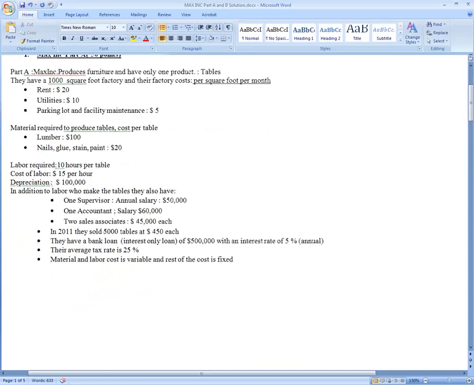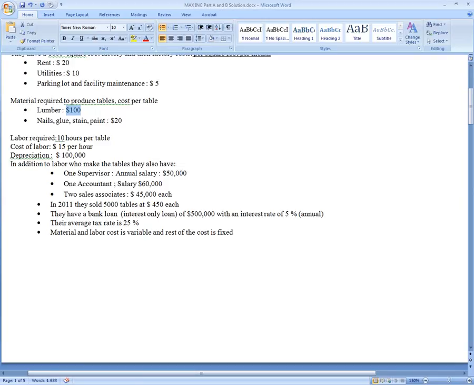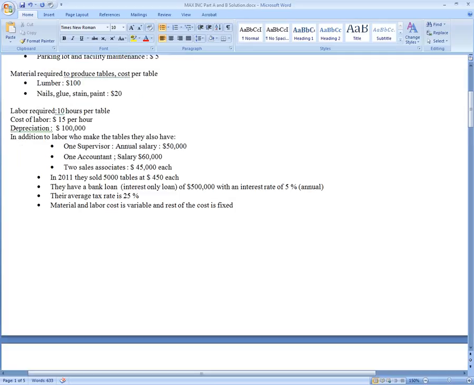And there is some variable cost to produce the tables. Lumber is $100 per table, which means that if you are making one table, it will cost you $100. If you're making 10 tables, it will cost you 100 times 10, just $1,000, and so on. Your nails and other material, the glue, the stain, the paint, about $20 per table. Again, for one table, $20. For 10 tables would be $200, and so on.